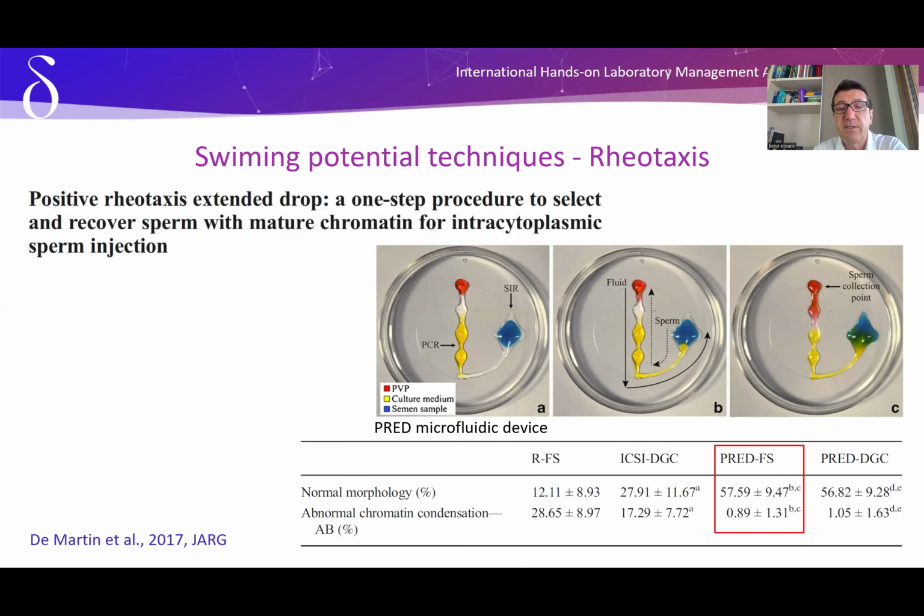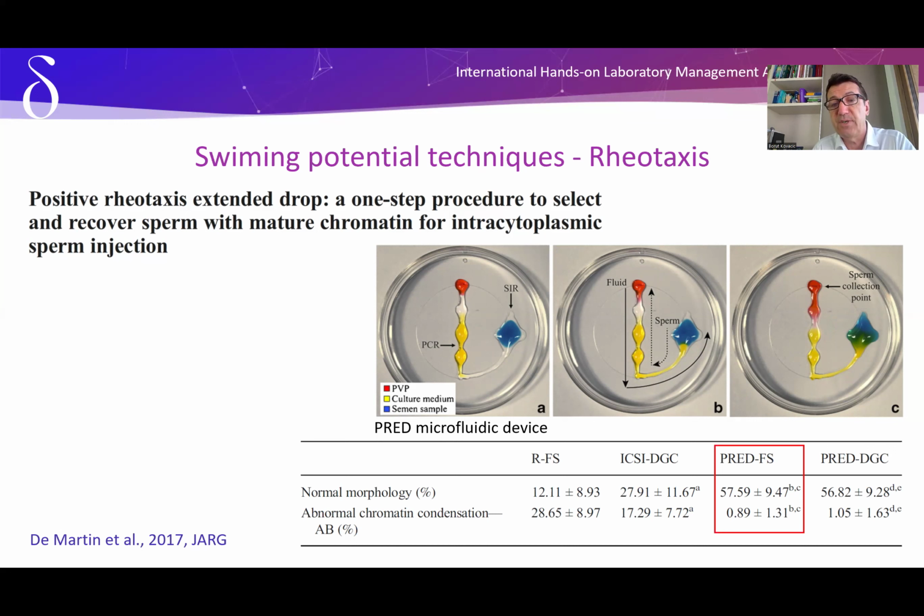There is another very simple method exploring rheotaxis. A normal Petri dish was designed with different droplets. The red one is the polyvinyl pyrrolidone that is used for ICSI. The blue one is a native semen sample, and the yellow ones are the culture media. They are then connected with fluid bridges.